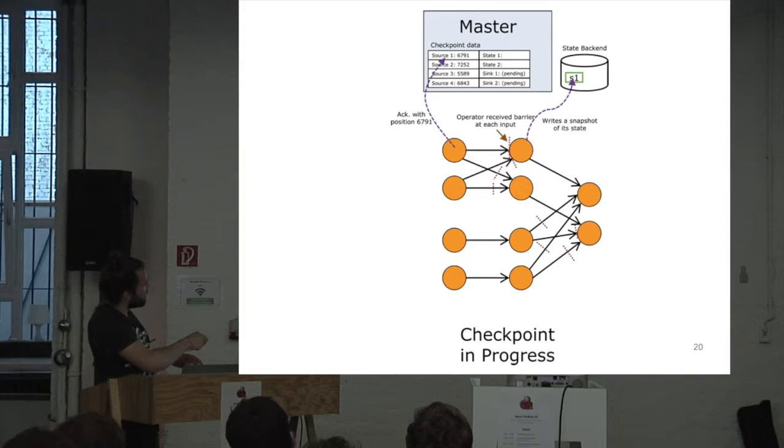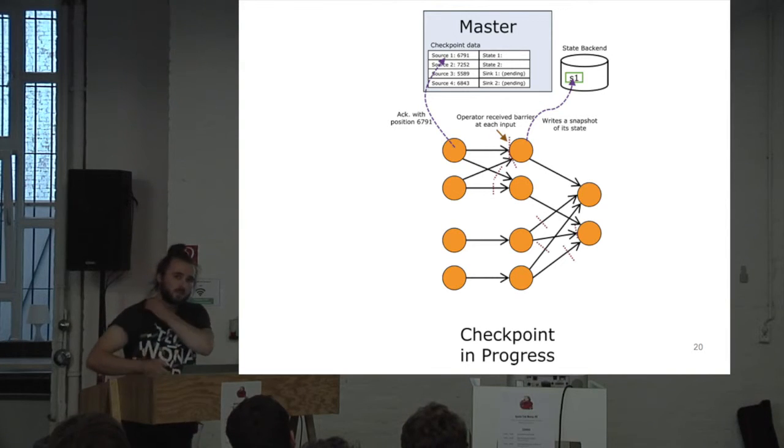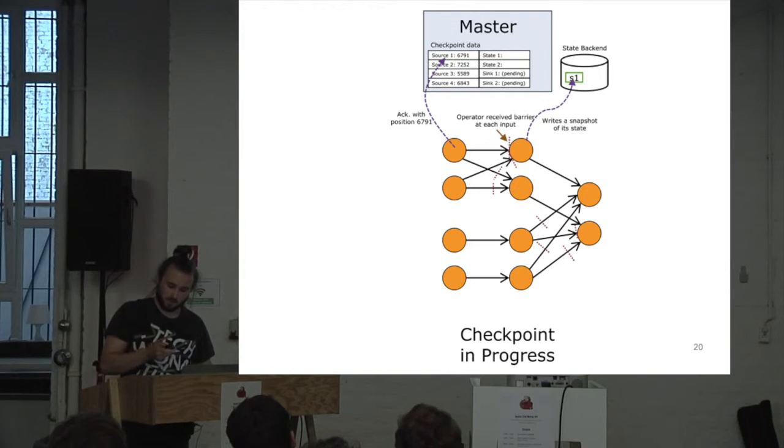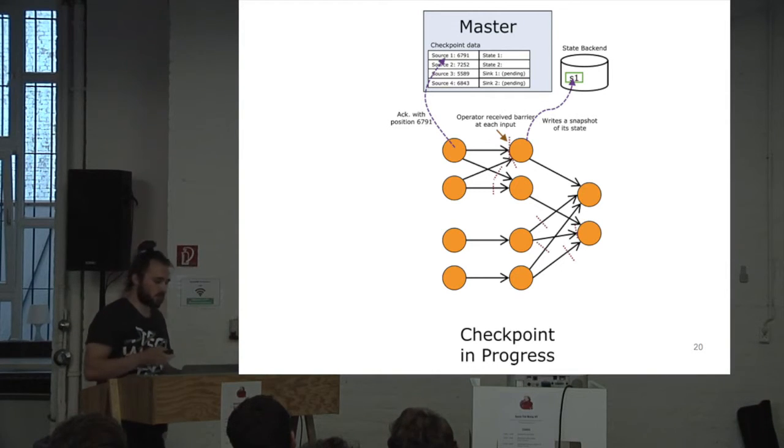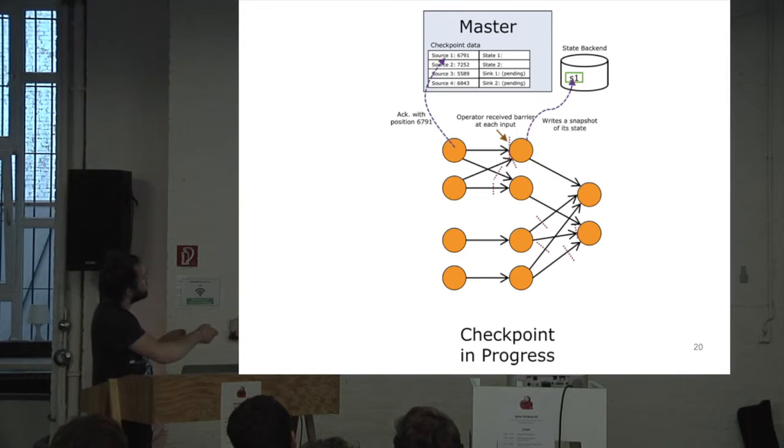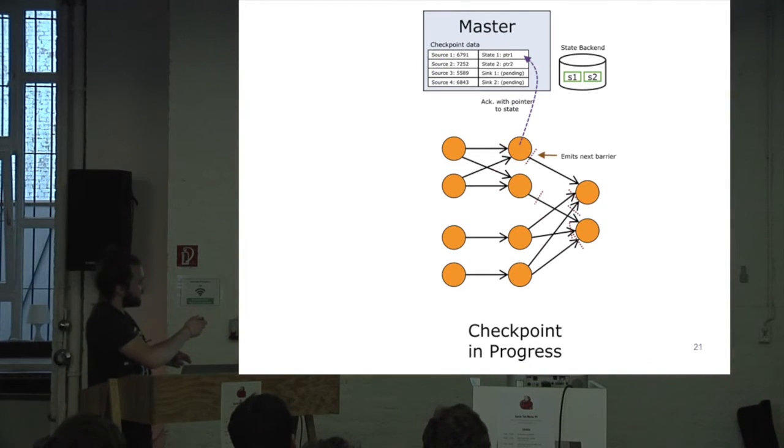So if you look very closely, I'm afraid, but you have to trust me, these numbers here are basically the read positions from the earlier slide. This is the state in the sources where they are from reading at this checkpoint position. And then what you see here, the operators receive these barriers from all the different source inputs. Then they also write some state to the state backend. And then when they're finished, they emit barriers themselves, and then store the handle to the state in the master node.